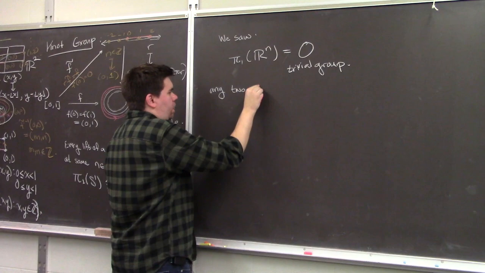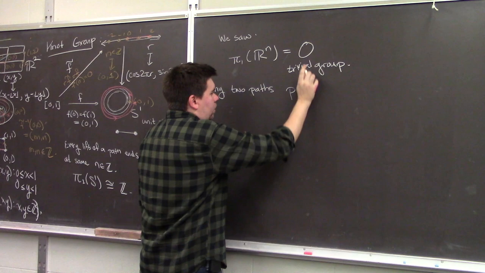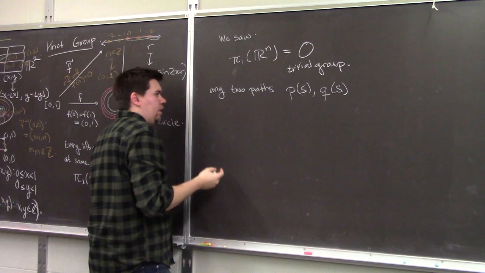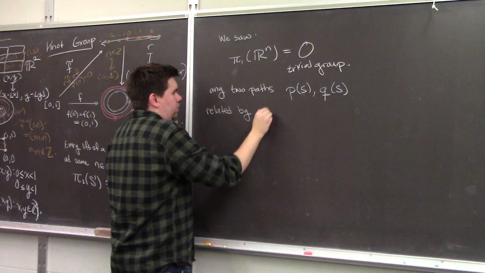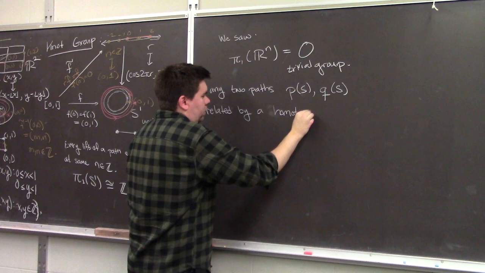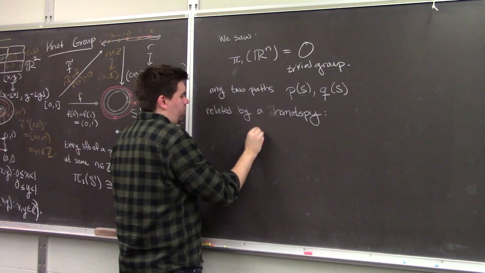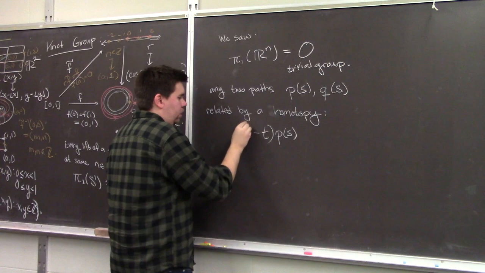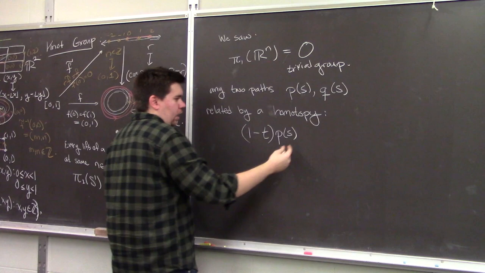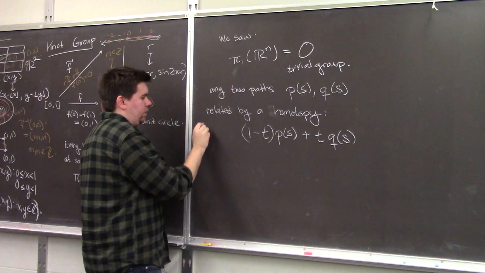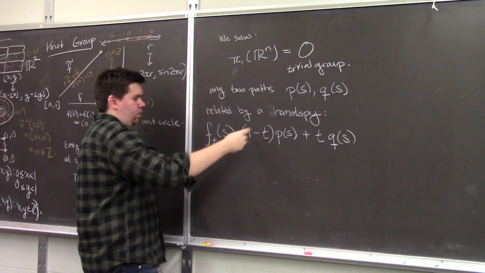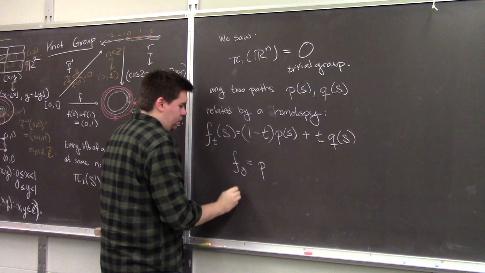call them P of S and Q of S, then they're related by a homotopy. So all paths are homotopic to each other. And what that homotopy does, well, it begins with one of them, like P of S. At time 0, you're there. But when you get to time 1, this has now disappeared, and you're left entirely with Q of S. And that was our homotopy. I'll call that F_t of S. So this is the homotopy, where at time 0 you have P, but at time 1 you have Q.